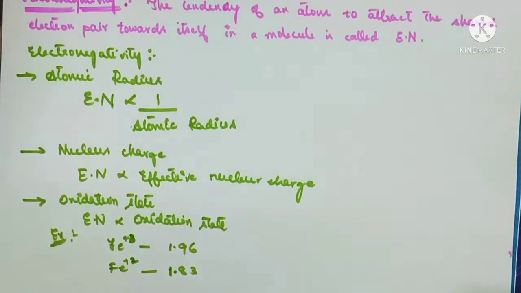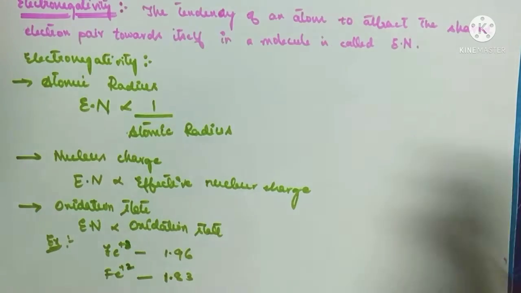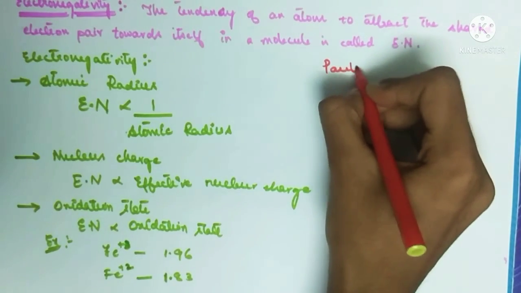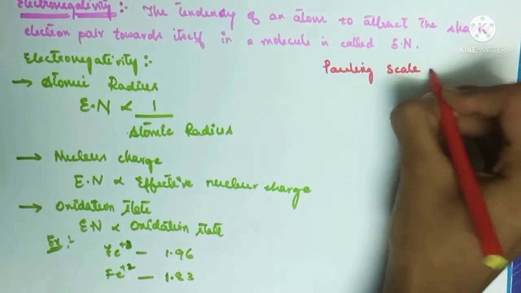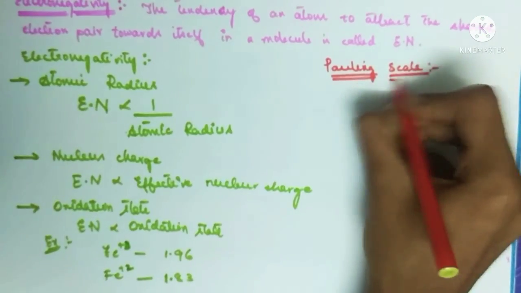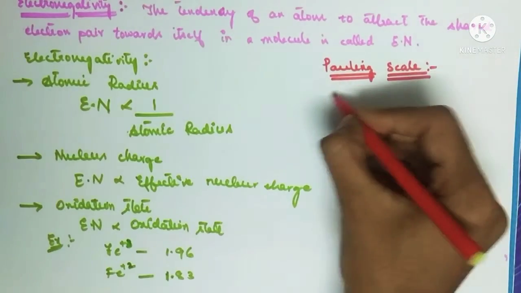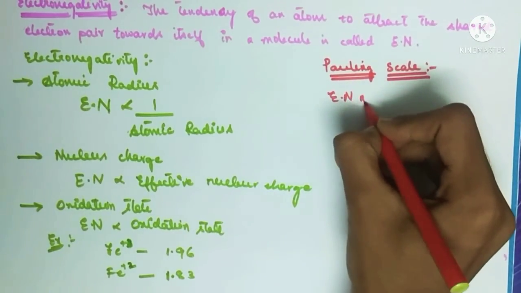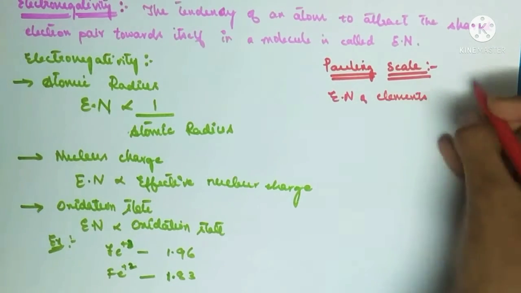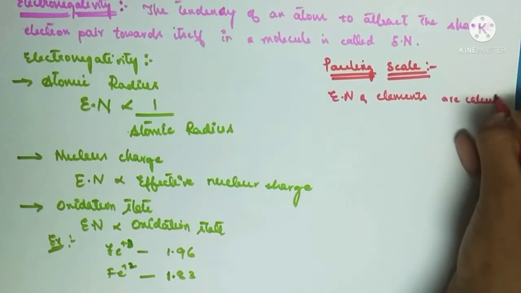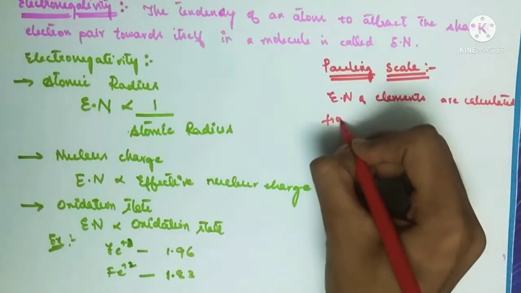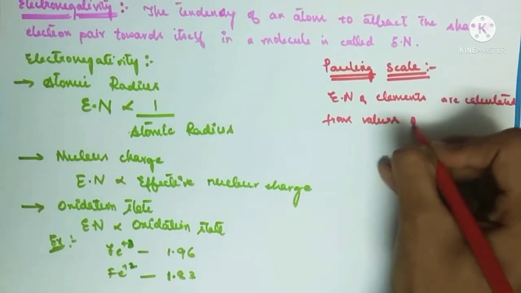Now, there are different scales to measure electronegativity, like the Pauling scale, and different types of scales have been introduced to calculate electronegativity. In the Pauling scale, the electronegativity of elements is calculated from values of bond energies.